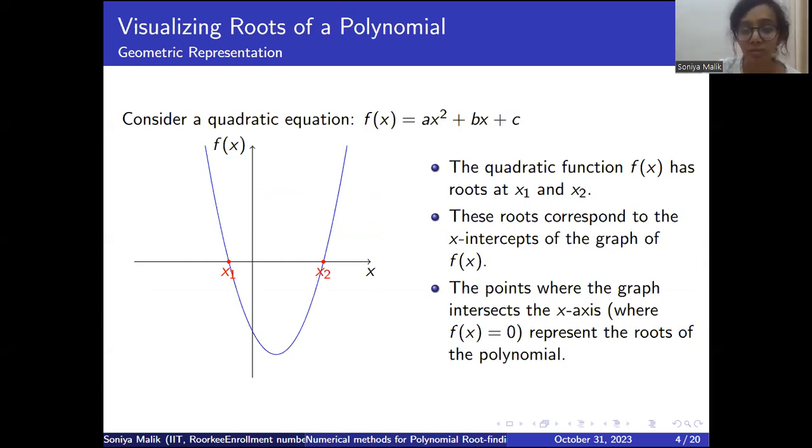So when we plot the f(x) versus x graph, the points where f(x) cuts or intersects the x-axis will be the roots of this polynomial. So we can see here the graph of f(x) versus x intersects the x-axis at 2 points, x1 and x2. So these are the roots of the polynomial f(x).